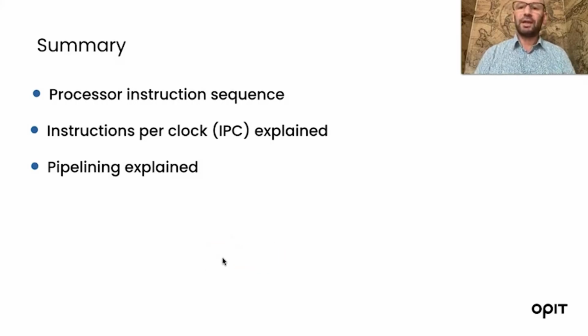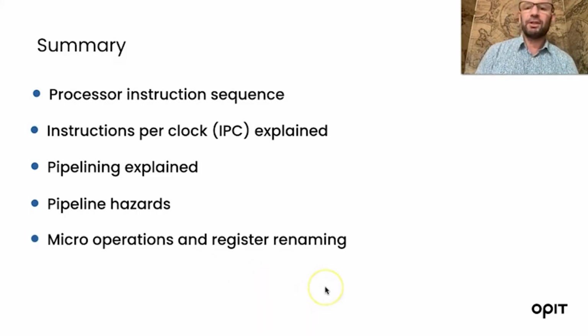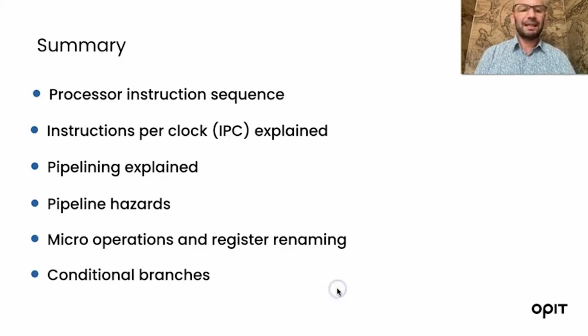We looked at pipelining, the idea of taking advantage of each of the steps in the instruction sequence so that we're not sitting idle. We looked at some of the hazards of pipelining, for example, a bubble, where we have to wait for a process or an instruction to execute before we can move on to the next. We looked at micro operations and register renaming. Then lastly, we looked at the issues with conditional branches and how those issues can be solved. Make fewer conditionals, as an example.